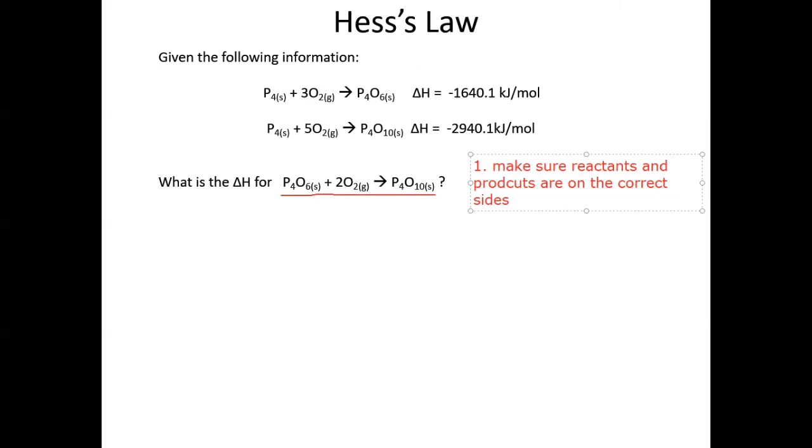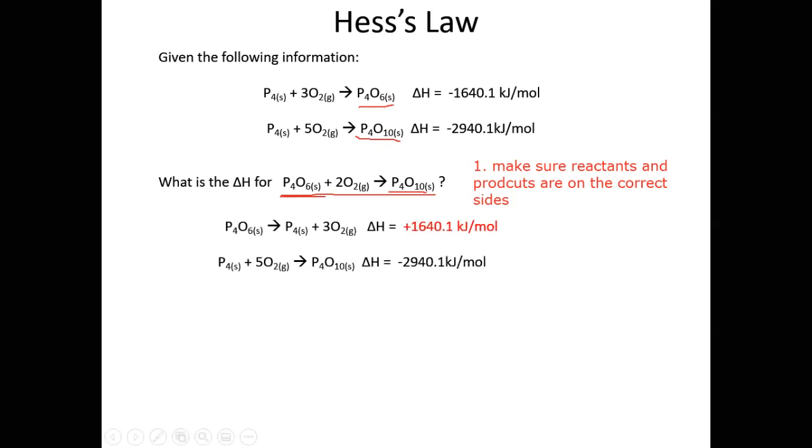So if we look here, P4O6 is a reactant in the equation we want. P4O6 is a product in the equation we have. So one of the first things we have to do is flip the top reaction to make P4O6 a reactant. P4O10 is a product in the equation we want, and P4O10 in the equation we have is a product. So the first thing we need to do is flip the top equation, which is what we did. So you see here the sign has changed because we flipped the equation. P4O6 is now a reactant. So that's the first step.